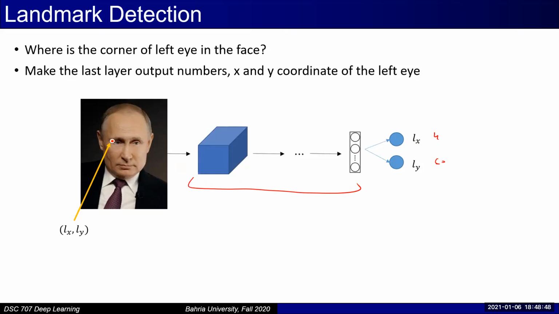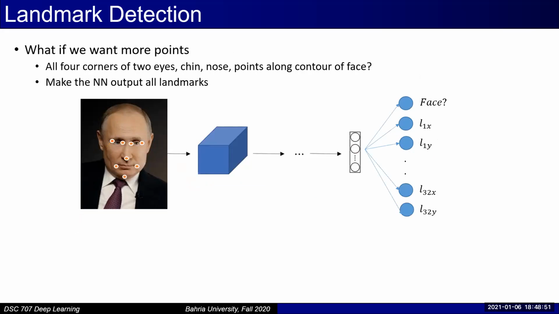And you can extend the same idea. Why only the left eye? What if I want to detect all the landmark points on the face, like the nose, the lips, the chin, and so on? You can extend the same model. You can first have a node which tells you whether this image contains a face or not. If the image does not contain a face, this would be 0, and then everything else would be meaningless, so it would be don't care. If it contains a face, yes, then you will have some numbers here. You will train this model, and once it is trained, you will feed it an image. It will give you the numbers which tell you the landmark points on the face.